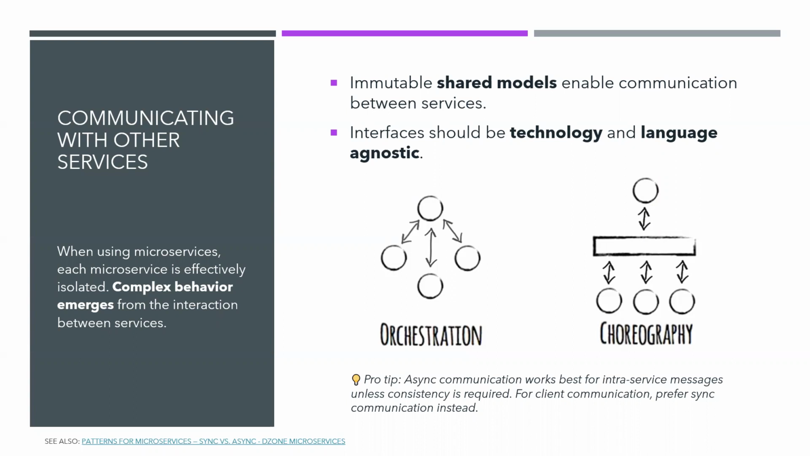The second one, these models are implemented using a technologically and language agnostic way. For example, we can represent each model as a JSON document, or as an XML document, or maybe protocol buffers or that kind of stuff. So we have choices. But one of the main constraints about shared models is that they should be able to be represented in a way in which the underlying implementation of the service doesn't matter.